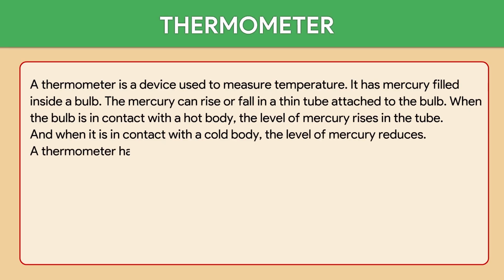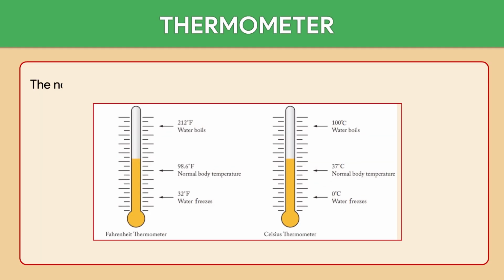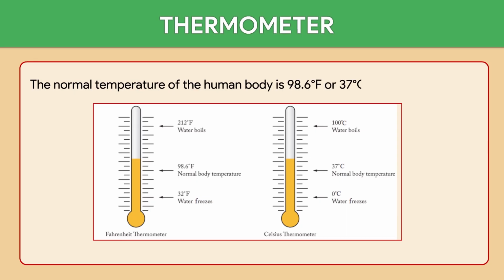A thermometer has a scale marked on its body. The thermometers used to measure the temperature of other things are usually marked in degrees Celsius. The normal temperature of the human body is 98.6 degrees Fahrenheit or 37 degrees Celsius.